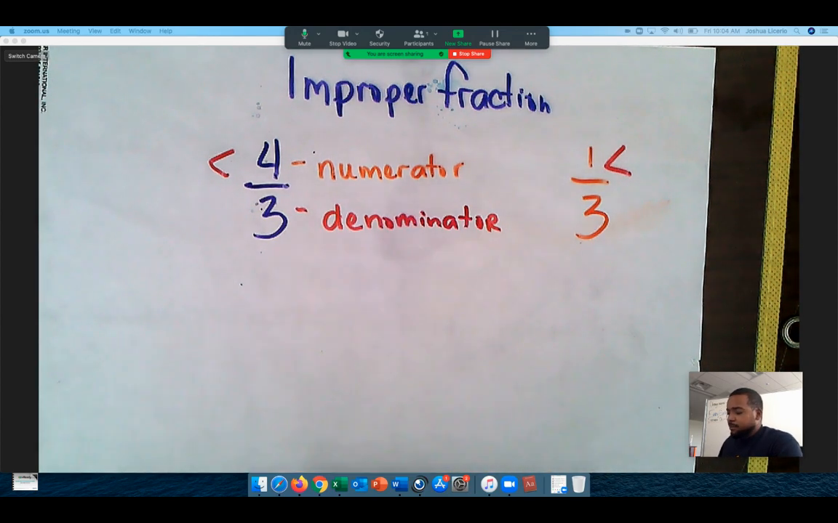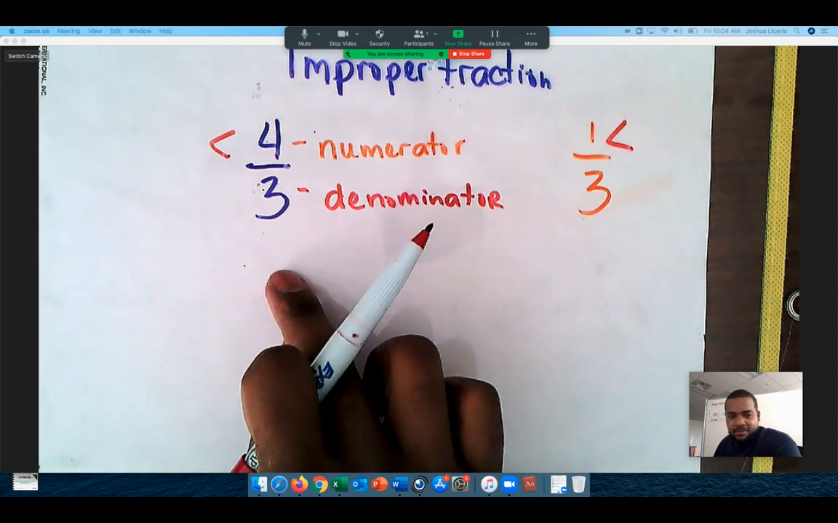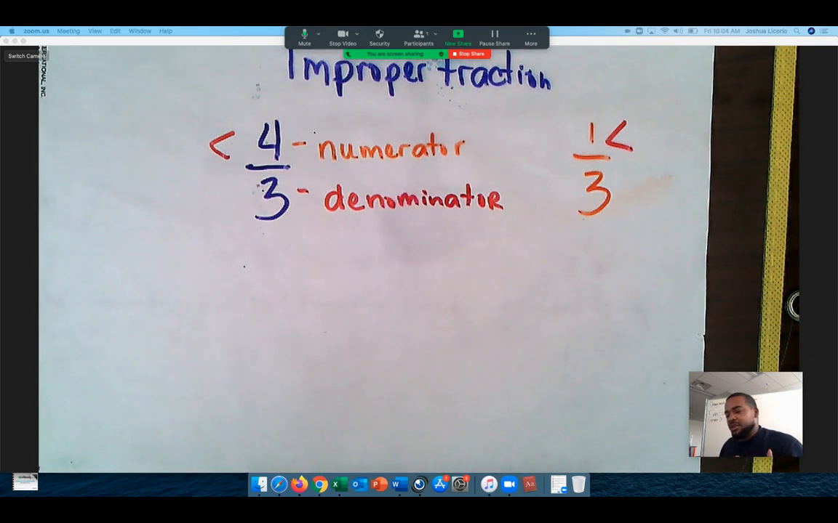Now, to be fair, when we're plotting improper fractions, I don't like seeing them like this. Kind of hard to figure out. It's hard to tell what wholes they fall in between, which is important so that we know where to plot them. So I want to go ahead and turn this into a mixed number.